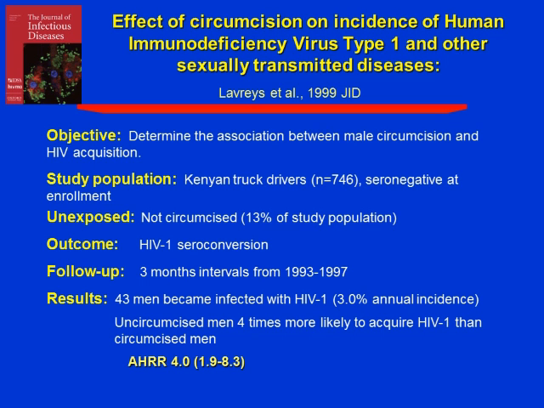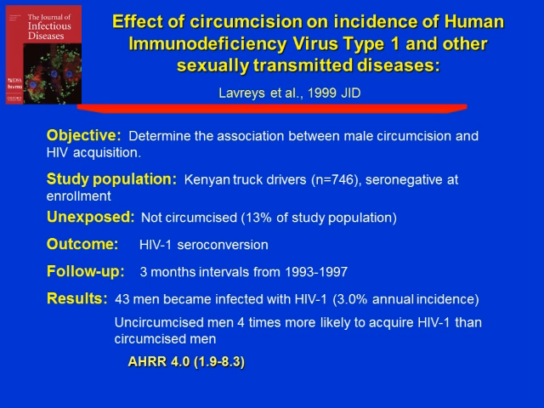The unexposed group were all of those men who were not circumcised, and that was about 13% of this whole group of men. Their outcome was HIV seroconversion, so going from being HIV negative to HIV positive. And they followed these men, assessing them every 3 months from 1993 to 1997 for about 4 years. And over this 4-year time period, 43 men became infected with HIV for a 3% annual incidence of HIV.